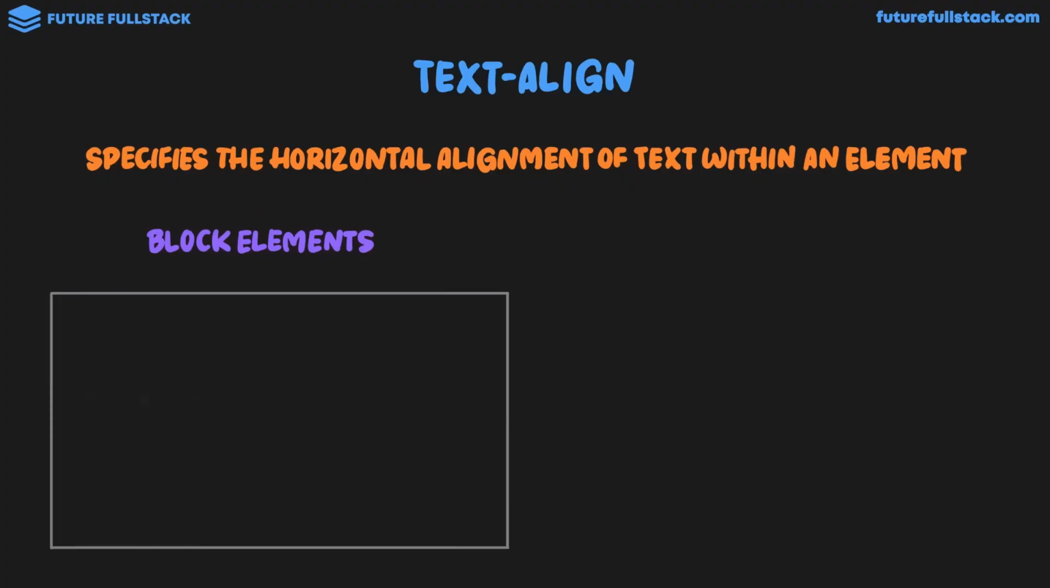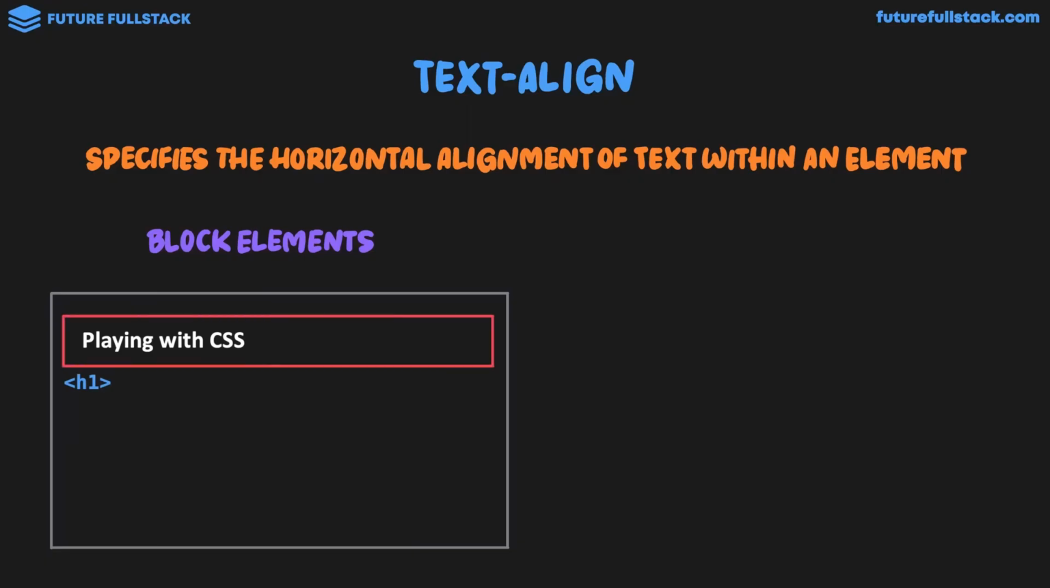For instance, I have the text here, playing with CSS, which is an H1 element, and by default will initially be aligned to the left. As an h1 is a block element, its box will take up the full width of the page. If I apply text align as right, the text will move to the right inside the box. So you can see the text can move right because it is a block element. The box extends the full width of the page.